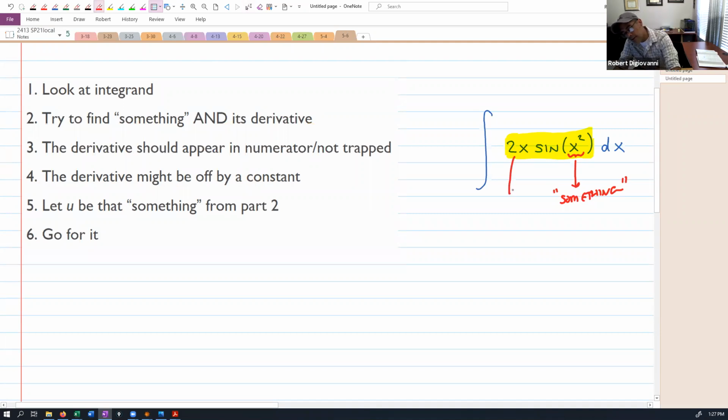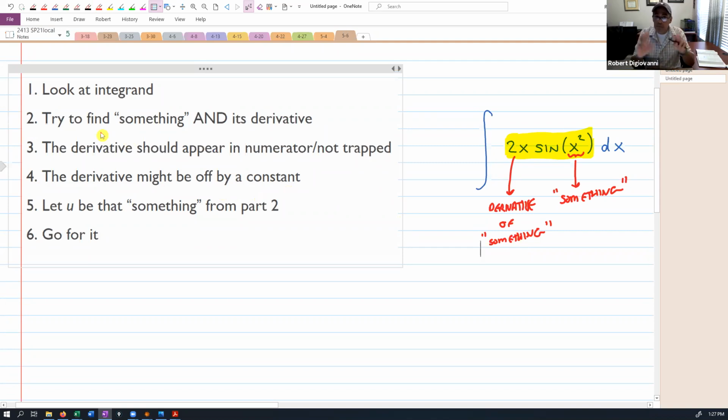Do you all see that this is the derivative of the something that I just found? So I found something, x squared, and I noticed that its derivative, 2x, is also there. Okay, so you all see step 2, I've got something and its derivative. I can see it with my eyes. If that's the case, I go to step 3.